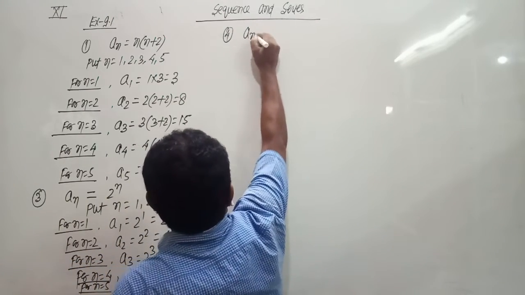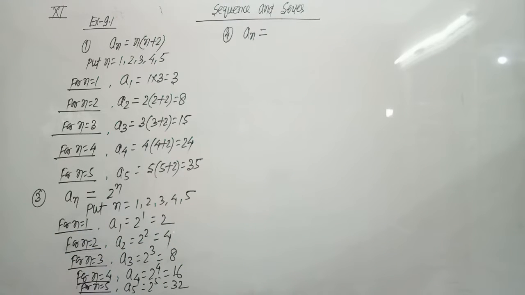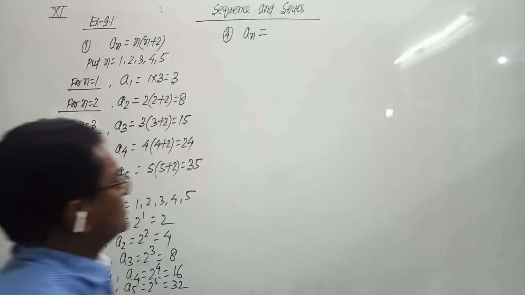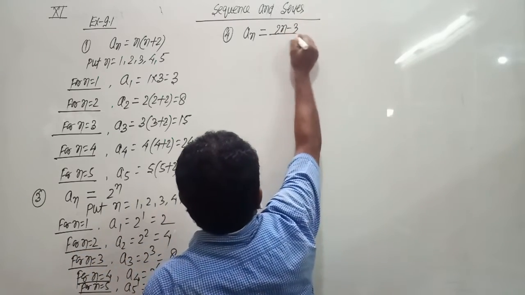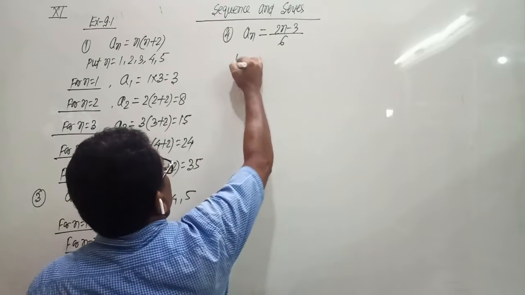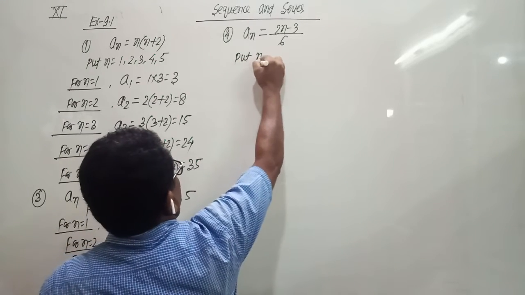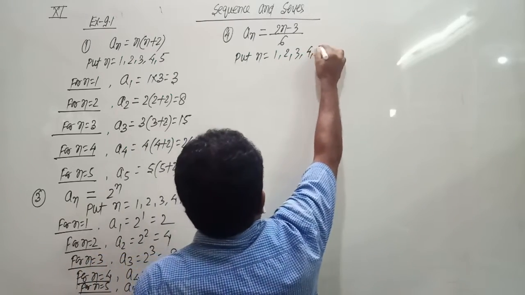The nth term of the sequence is given: an equals (2n minus 3) upon 6. We have to write the first 5 terms of the sequence. So put n equals 1, 2, 3, 4 and 5.